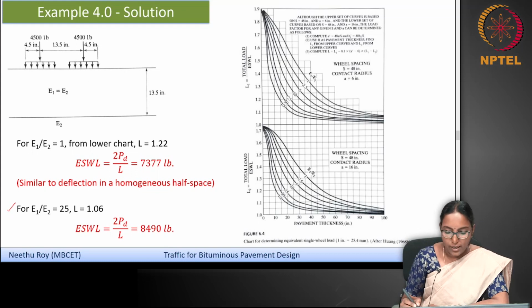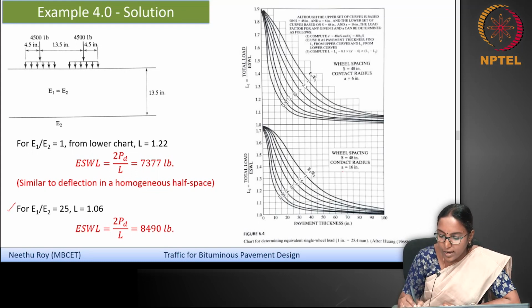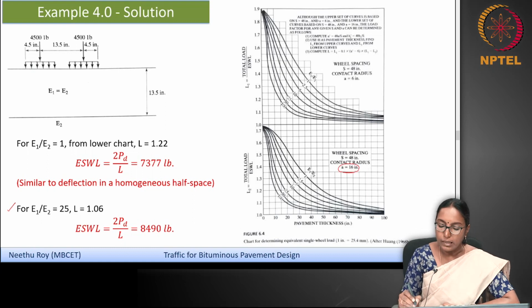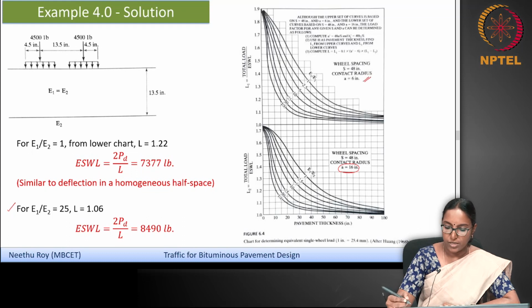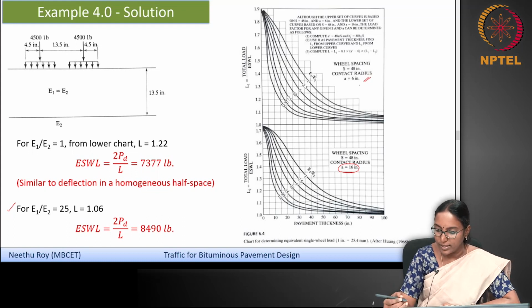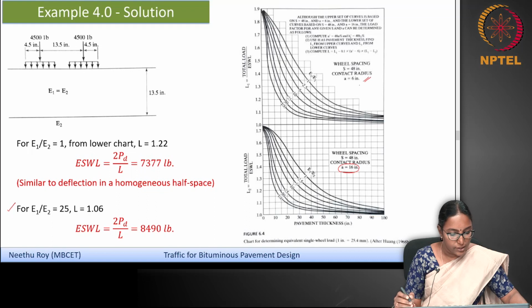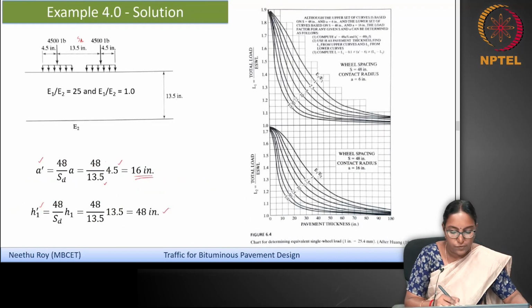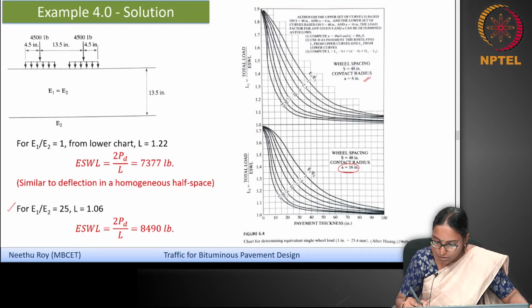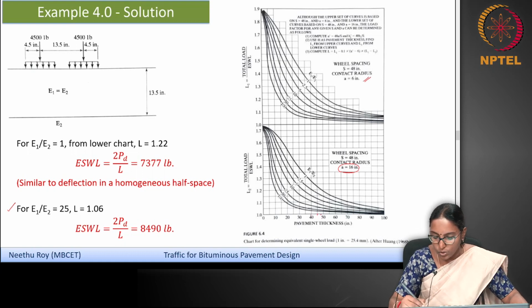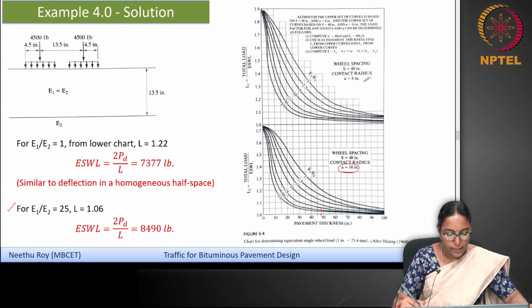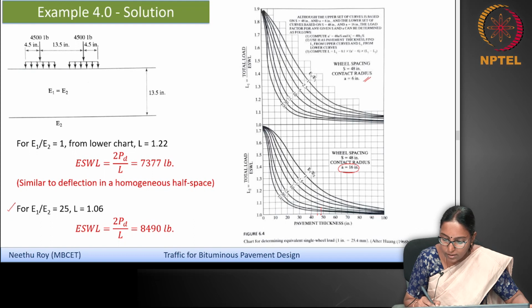So when we look at the chart, you see that this chart is for A is equal to 16 inch. So you can directly read from the bottom chart. You don't have to take the top chart and average or interpolate to find it. So for H1 dash, which is 48 inch, this is 40, this is 45, and somewhere here is 48 inch. So for E1 by E2 of 25, you can read from here, you see that it is somewhere close to 1.05 or 1.06.